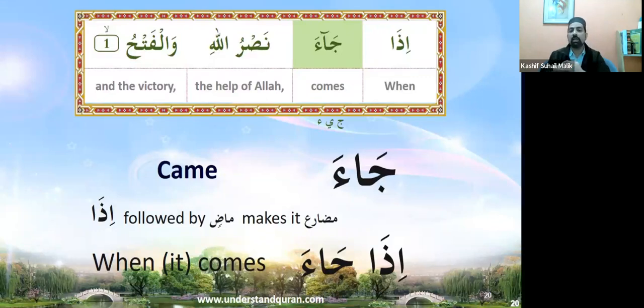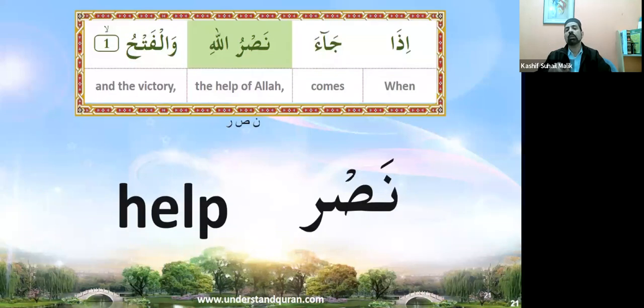So, iza ja'a, rather than saying when it came, we would say when it comes. Iza ja'a, when it comes. Because this was being told in advance for the future. Fath Makkah had to be there. So it was a mudare form. When it will come and when it comes.